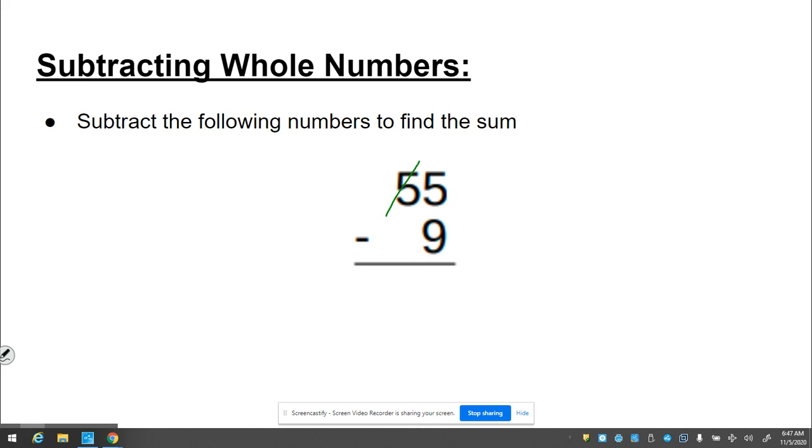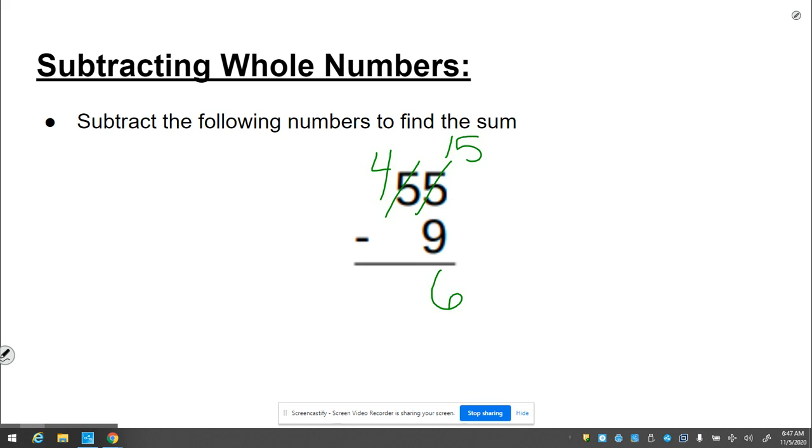I'm going to borrow from the tens frame. 5 becomes a 4, and this 5 becomes 15. So now I have 15 minus 9. 15 taking away 9: 14, 13, 12, 11, 10, 9, 8, 7, 6.